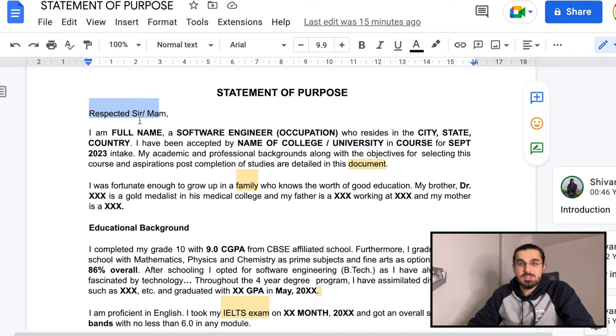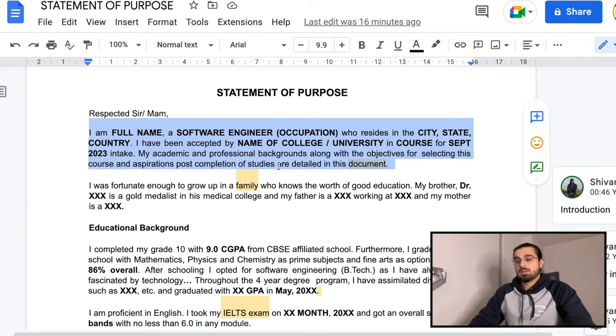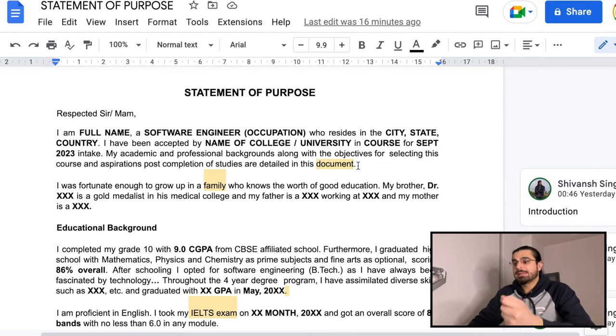So you just say respected sir or ma'am. And then you have a short paragraph which talks about who you are. This is basically your introduction. You will clearly mention your name, your occupation, your residence, and what is the purpose of this letter. As you can see, it says that my name is so-and-so and I have been accepted by whatever the name of your college is for this specific course for the September 23 intake or whichever intake you're accepted for. And then what is the purpose of this letter? You're outlining the objectives and the reasons for selecting this course and your aspirations post completion of your studies. All this is mentioned in this specific document.